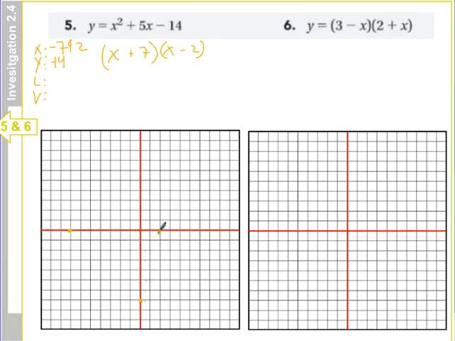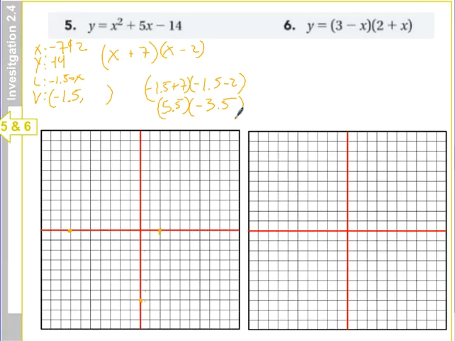And so my line of symmetry is going to be halfway in between those. Sorry, -7 plus 2 is -5. Half of -5 is -1.5. So my vertex is at -1.5, comma, and let's plug it in. So -1.5 plus 7 times -1.5 minus 2. So over here I get 5.5 times -3.5.